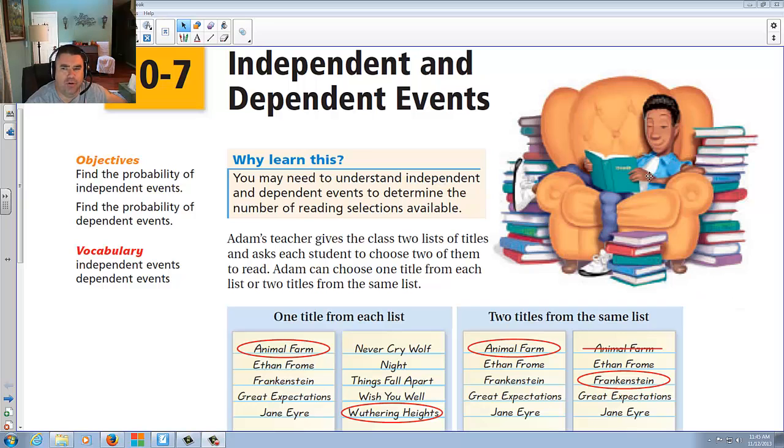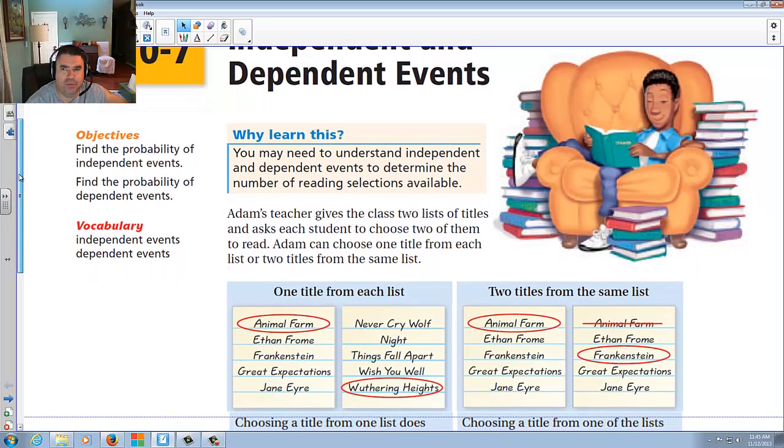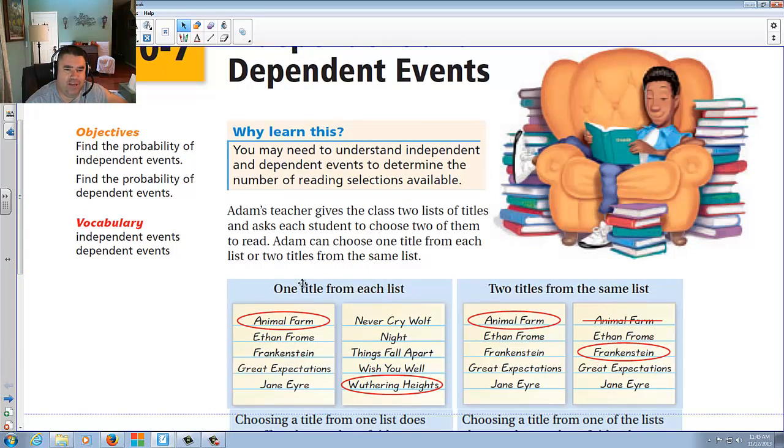Take a look below. They have a picture here of a boy reading books. And if he were able to choose one book from each list, notice how they're all different books in each list. So whether he picks Animal Farm in this book and Wuthering Heights in this book, that's fine. One choice does not affect the other. But in this one, if they're the same list, if he chooses Animal Farm here, well, he can't choose it again over here, so he only has 4 possible choices to choose from if he's just looking at one list.